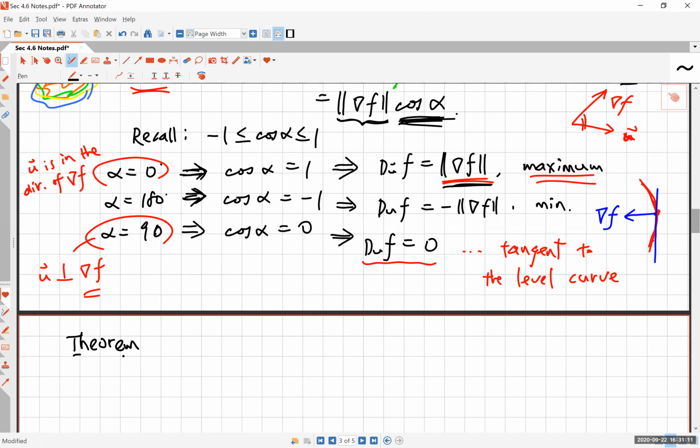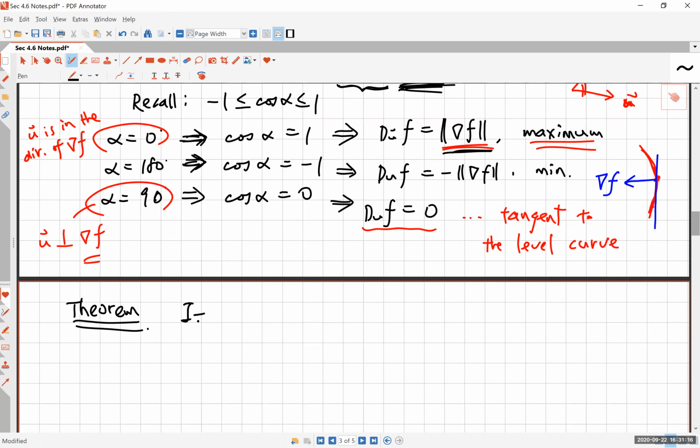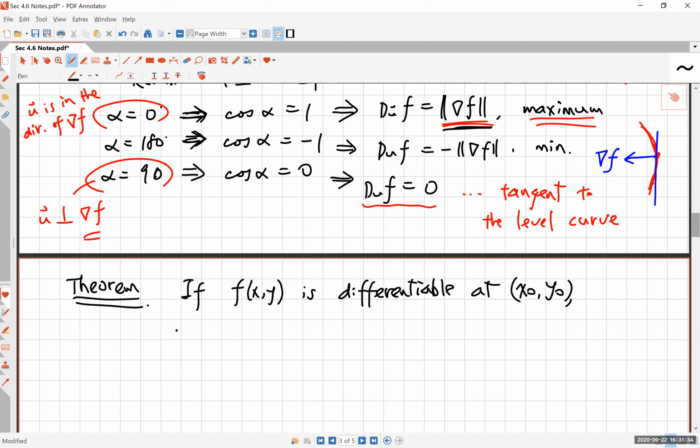So the reason this gradient is so important is this, and I'll set this up correctly here. If f of x y is differentiable at x naught, y naught, in other words, the derivative exists, right? So first, the directional derivative at x naught, y naught is the gradient evaluated at x naught, y naught dotted with u. Of course, this is the first thing I said.